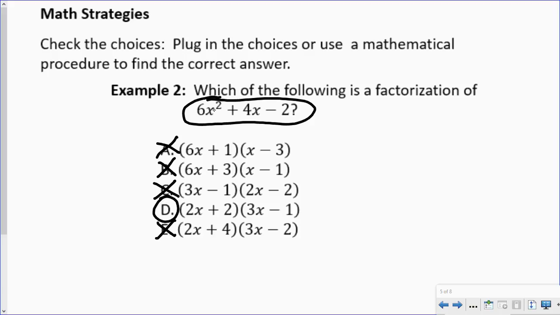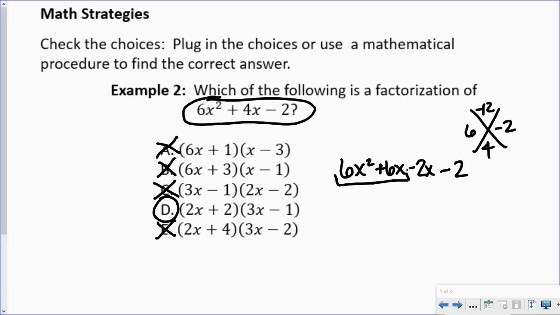Now, remembering how to do this the actual mathematical way, we do 6 times -2 is -12, and we need 4 in the middle. So we ask, what multiplies to give me -12 and adds to give me 4? So what's that? 6 and -2. Then we write 6x squared at the beginning, and we put that -2 at the end, but we rewrite the middle. Now I'm going to write plus 6x and minus 2x.